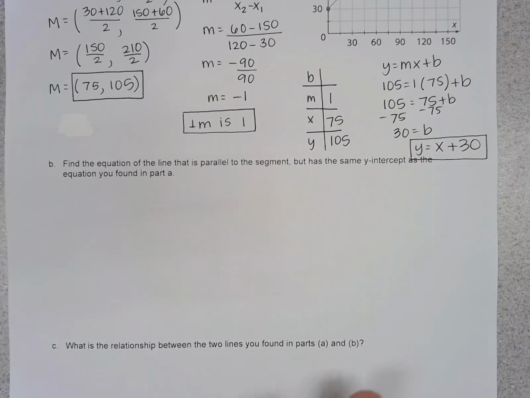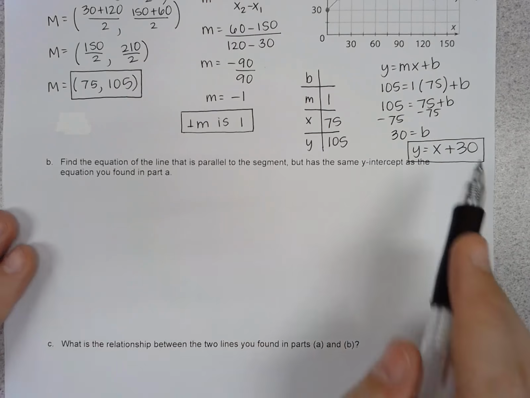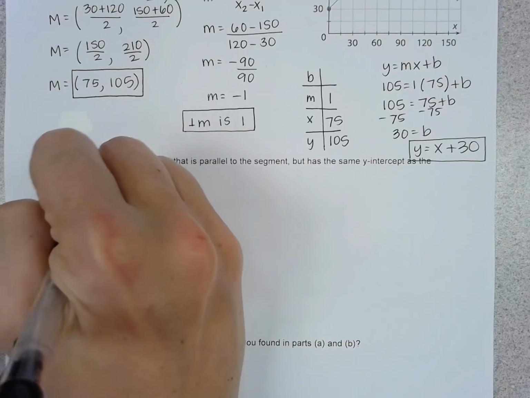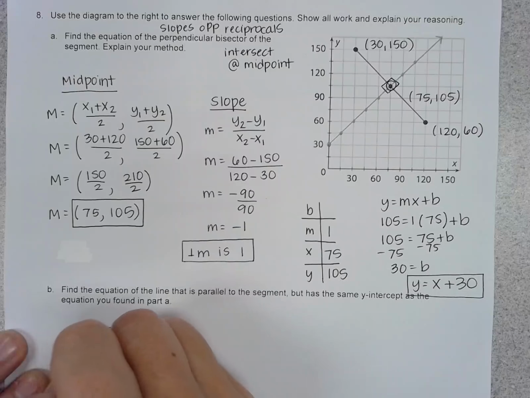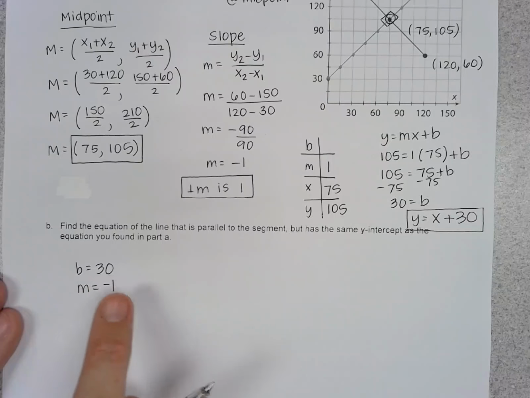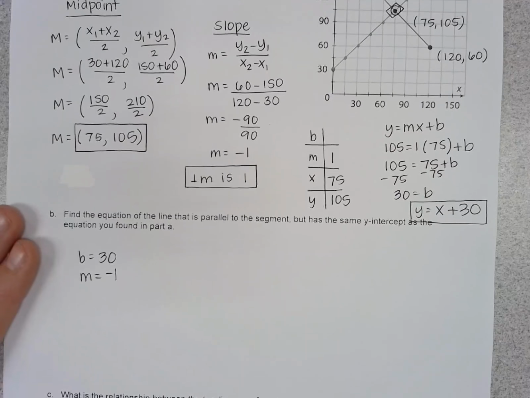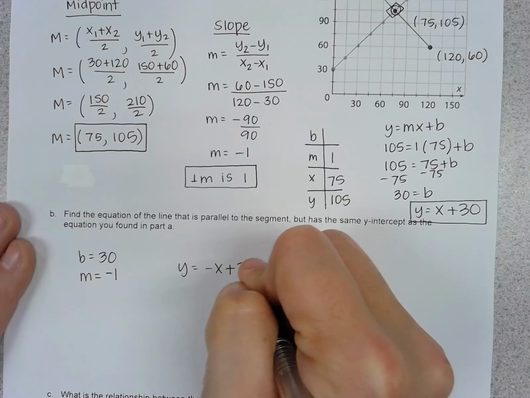All right. The next part says, find the equation of a line that's parallel to the segment but has the same y-intercept as the equation that you found in part A. So for this one, in part A, the y-intercept that I found was 30. And if they wanted it to be parallel to this line right here, then my slope would have to be -1. They want me to find an equation of a line that goes through this y-intercept and has this slope. So technically for this question, you don't have to show any work. Y equals -x plus 30.